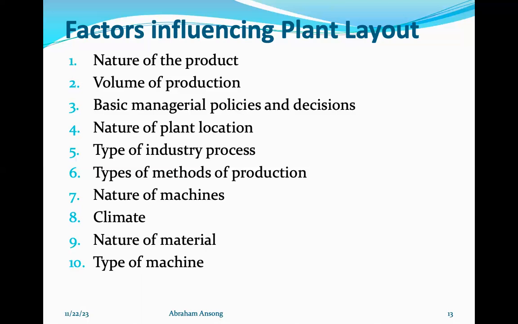For example, if a site is near the railway line, there are arrangements of general layout for receiving and shipping, and for the best flow of production in and out, the plant may be made by the side of the railway lines. So where the land is located, and the nature of the land, can influence how the layout should be done. Then the type of industry process.